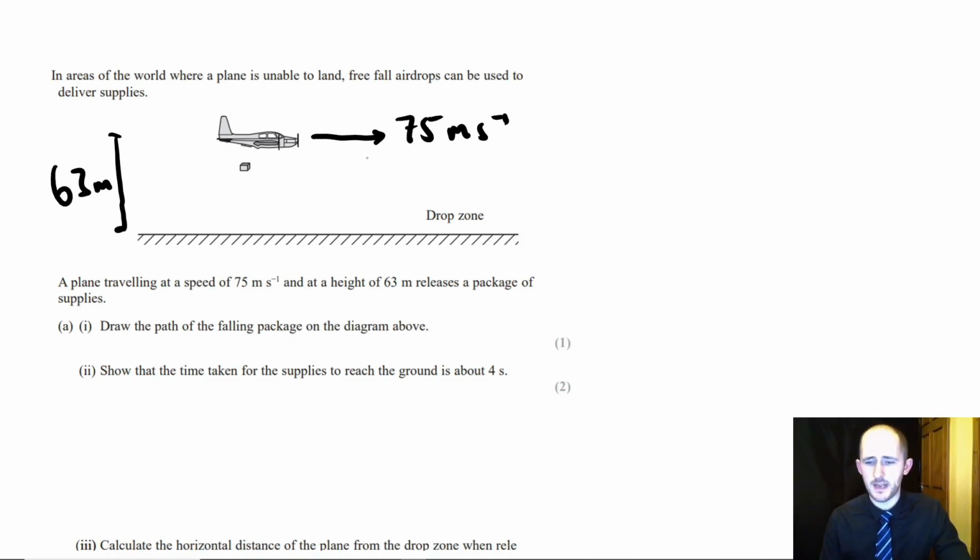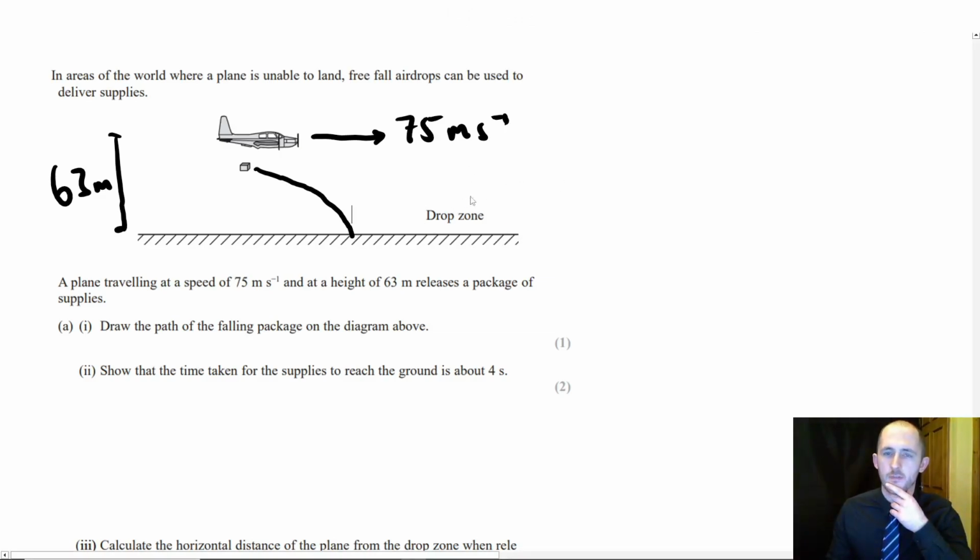Now this is where things can get a bit interesting. If we ignore air resistance, it's going to fall basically diagonally. Okay, so it's going to fall like that. But it's going to start off diagonal, and as it accelerates down, it's going to start curving. So it's going to look more like this. It's going to be diagonal and then a curve. Okay, and the key point about this question is we don't have to end up in the drop zone, we just need to show it.